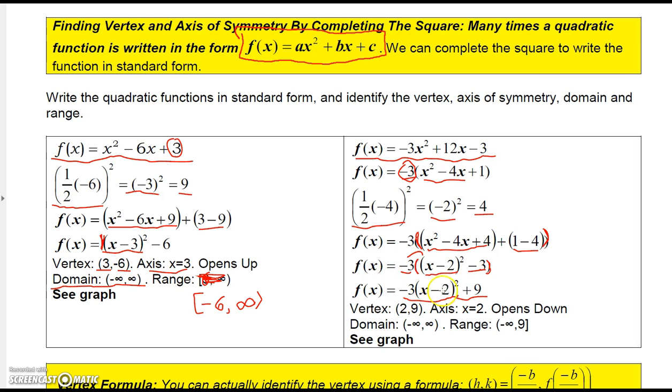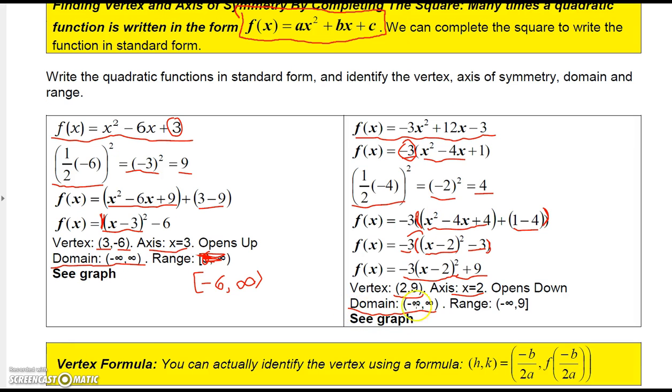And from that standard form, I can look at it and see that the vertex, the x value of the vertex is 2, the y value of the vertex is 9, the axis is x equal 2. Since a is negative, negative 3, it must open down, and of course the domain, again, it's always all real numbers for a quadratic function. And now I'll show you how I know what the range is.